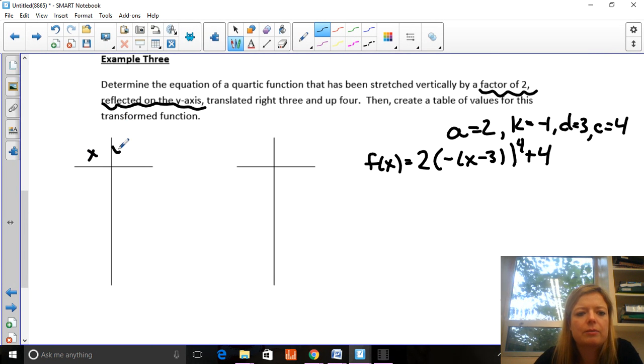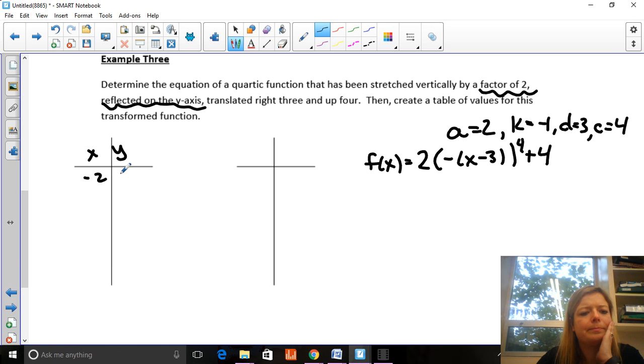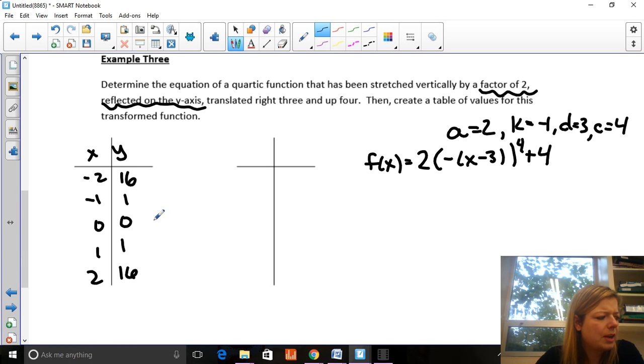So you just start with your normal quartic. So minus 2 would be 16. Yeah. Minus 1 would be 1. 0 would be 0. 1 would be 1. And 2 would be 16. Okay, so now you just have to put in all your values here.